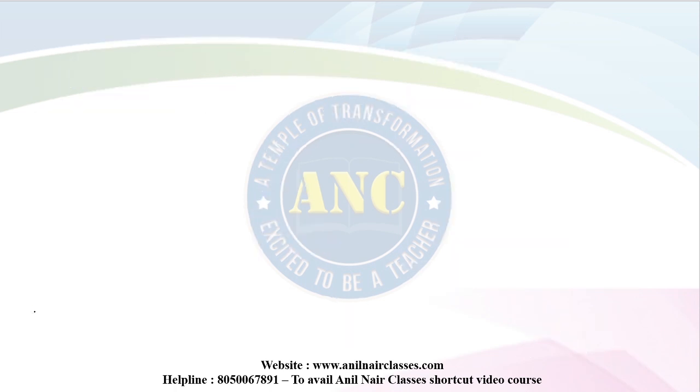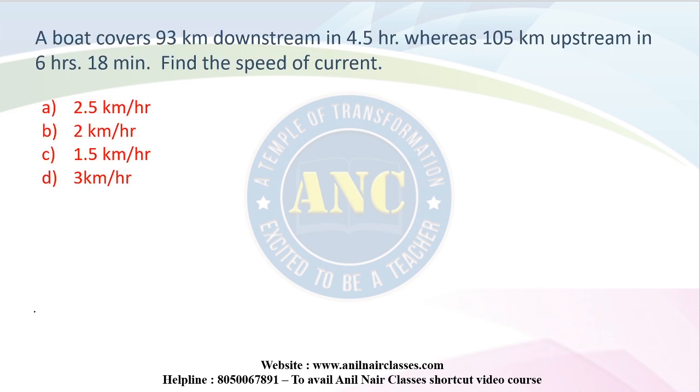Next. Question number 3. Third question says, a boat covers 93 kilometers downstream in 4.5 hours. So downstream speed, which I generally call D, is. So we know that speed is equal to distance by time. Distance is given as 93 kilometers. Time is 4.5 hours. So 4.5 is nothing but 9 by 2. That 2 will go above.